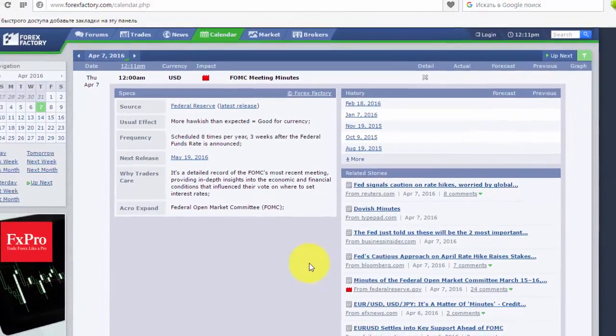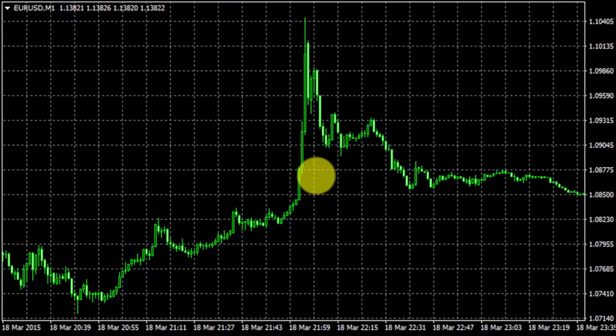Let me show you an example. The FOMC meeting can cause huge market volatility, as seen on March 18th, when EUR/USD spiked up 400 pips in a matter of minutes, as markets perceived the meeting to be USD negative.